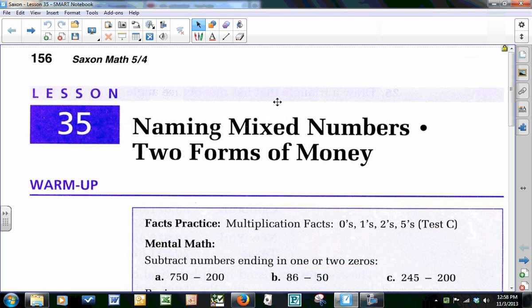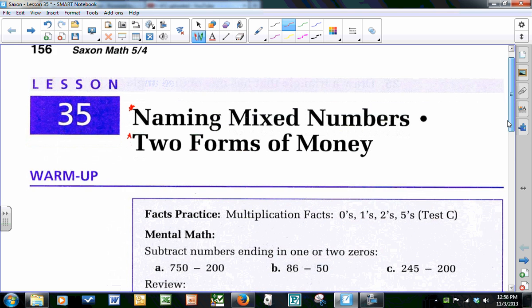Today's lesson is lesson 35, and it has two learning targets. The first target is to be able to name mixed numbers. I'm going to explain what a mixed number is in just a little bit. And the second target is writing money in two different formats. Okay, so let's focus first on this first target, naming mixed numbers.